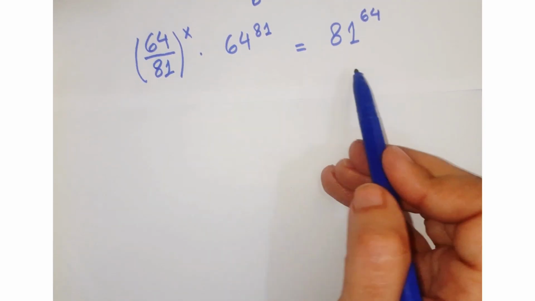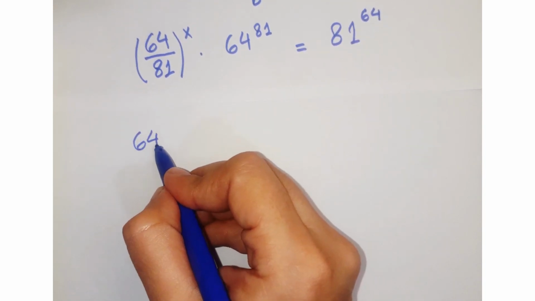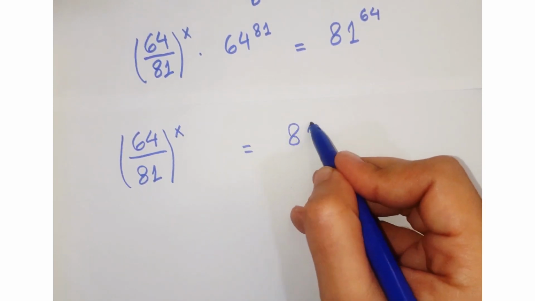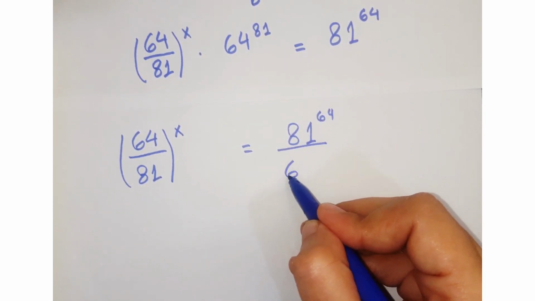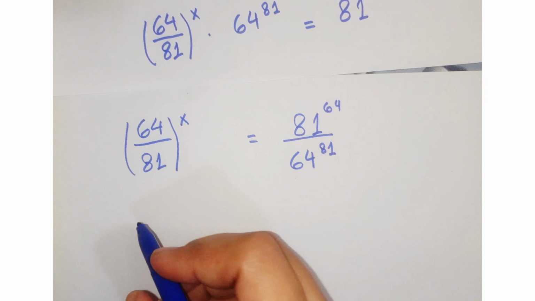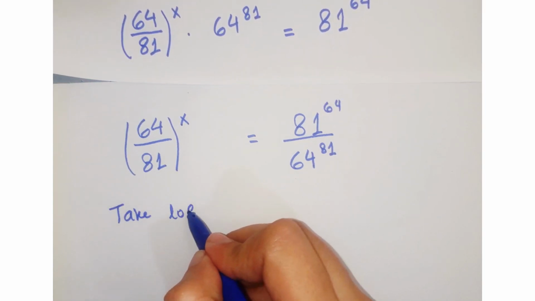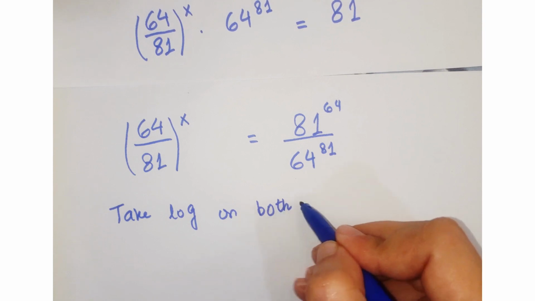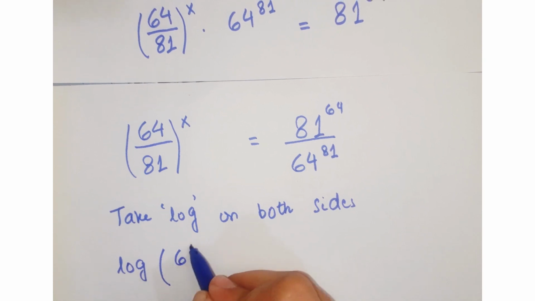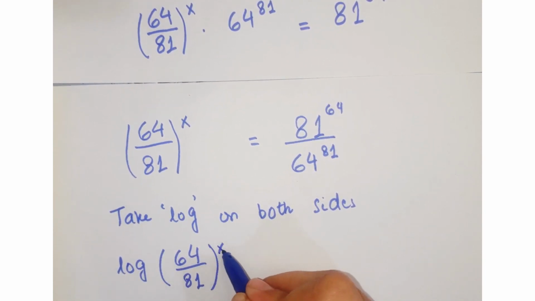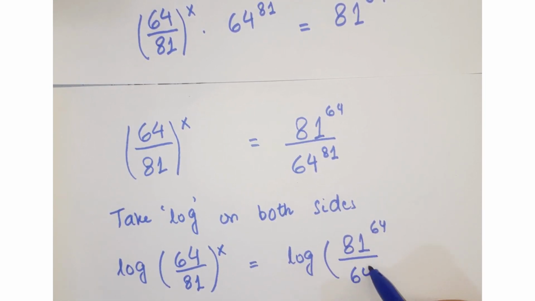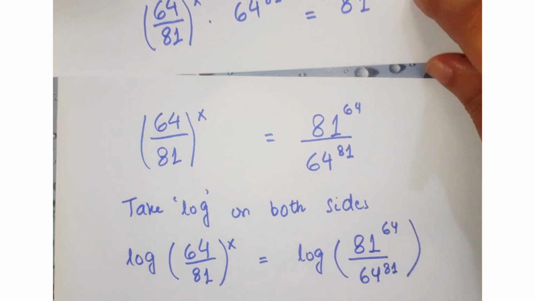Now we are going to move this term to the denominator of the right hand side. So we can write this as 64 upon 81 whole to the power x is equal to 81 to the power 64 upon 64 to the power 81. Now we are going to take log on both sides. Log of 64 upon 81 whole to the power x is equal to log of 81 to the power 64 upon 64 to the power 81.